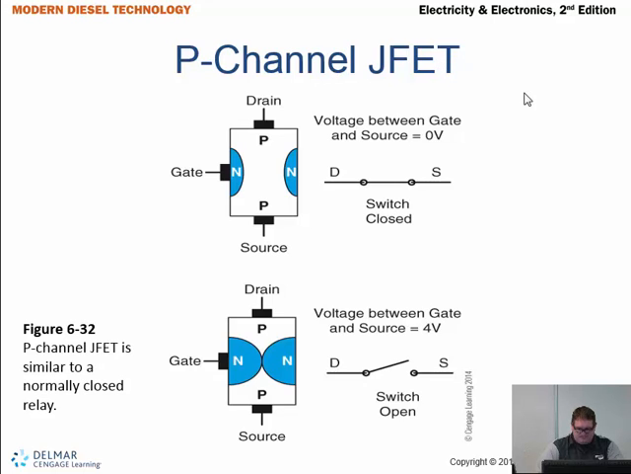The P-channel JFET. Okay, and if you look at this, you have your drain, you have your source, and you have your gate again. And the voltage between the gate and the source equals 0. So the gate and the source, the voltage between the two, equals 0. So the switch is closed. The voltage between the gate and the source, so the gate and the source here, is equal to 4 volts. So the switch is open. The P-channel JFET is similar to a normally closed relay. Okay. So in a normally closed relay, it is closed all of the time at 0 volts. And when we add voltage, we're opening that switch.